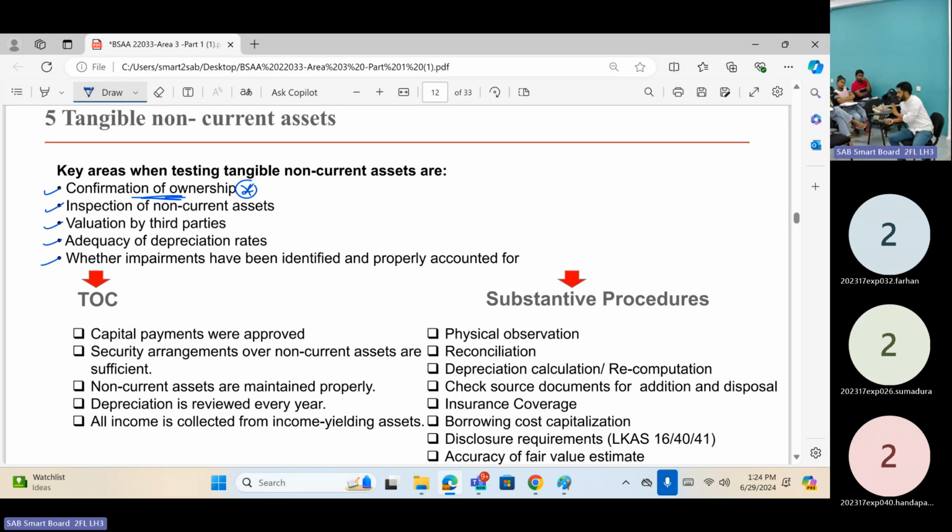So now we are going to perform procedures. Physical observation. Yes, you can do physical observation. You can count it, right? Plus, you can do a reconciliation. You can add reconciliation again. So you have to do a kind of reconciliation between whatever the general ledger or PPE note or intangible asset note versus the physical count.